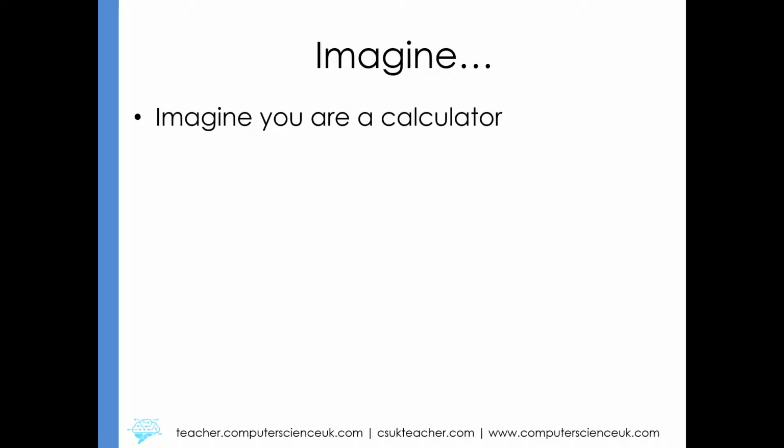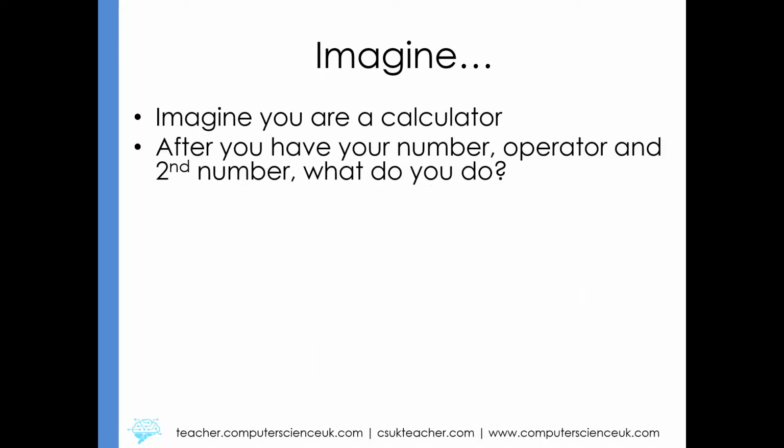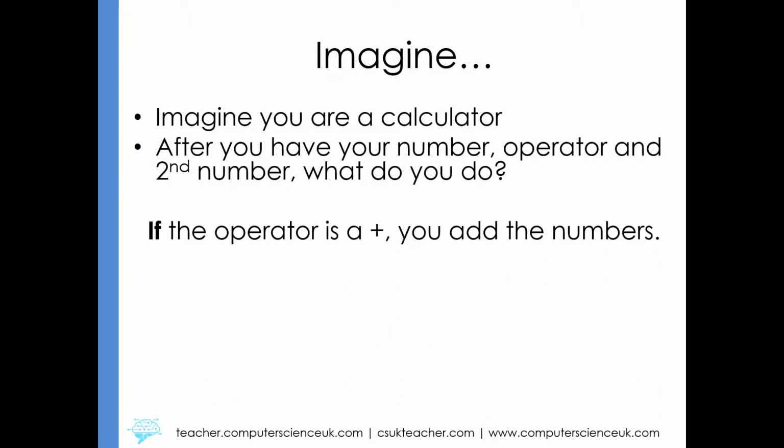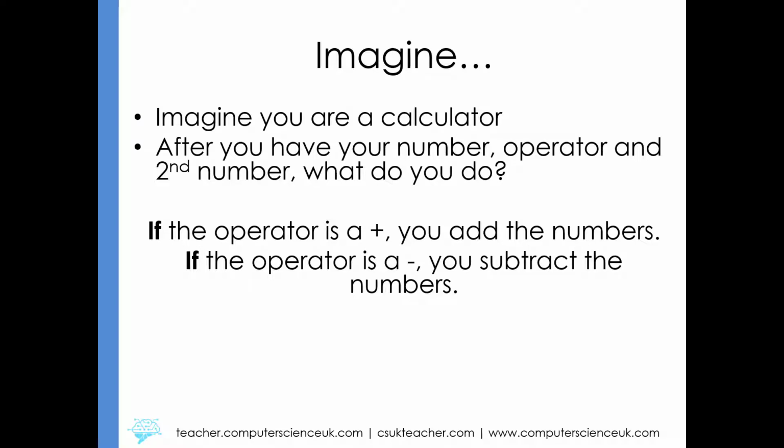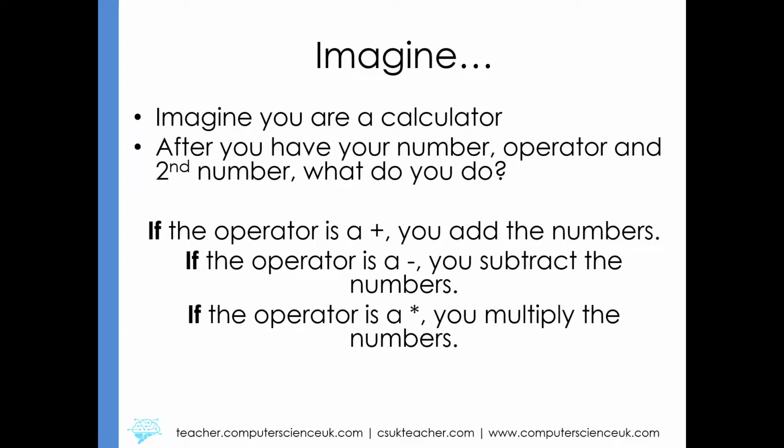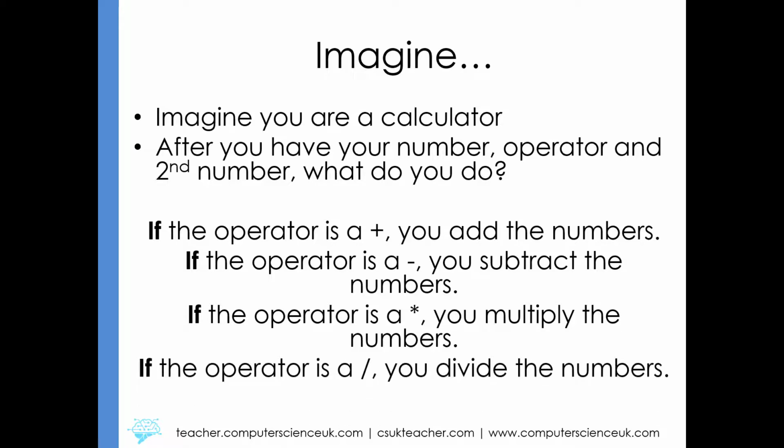And once we've got that information, what then? If we're a calculator, we then need to make a decision. We've got our 2 numbers and we've got the operator, but we need to decide what to do with those 2 numbers based on whatever's in the operator variable. For example, if the operator is a plus sign, then we need to add those 2 numbers together. However, if the operator is a minus sign, we're going to subtract them. If it's a times sign, we're going to multiply them. And if it's a divide symbol, then we're going to divide them.